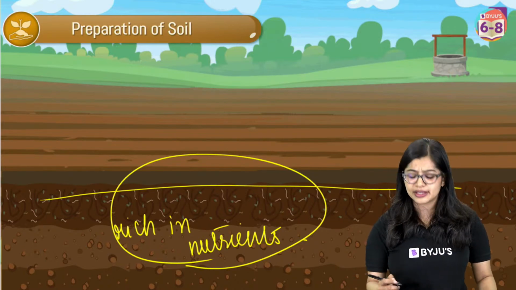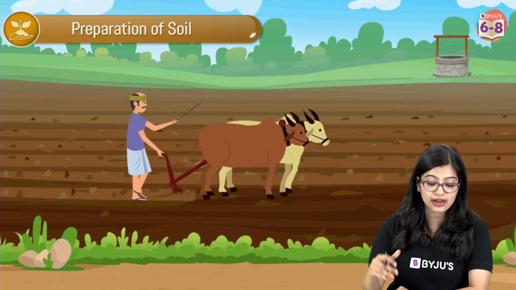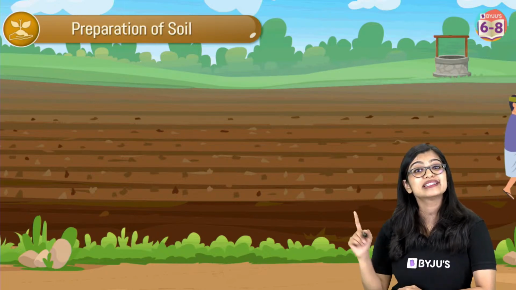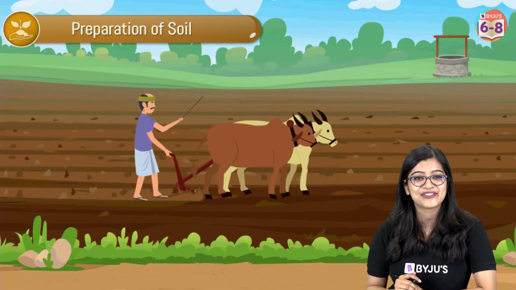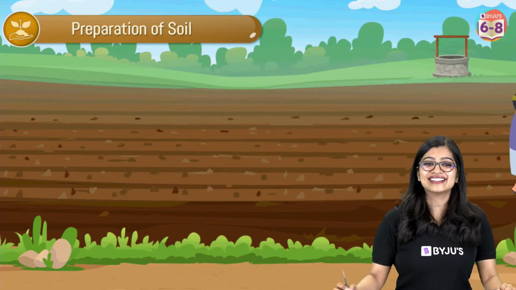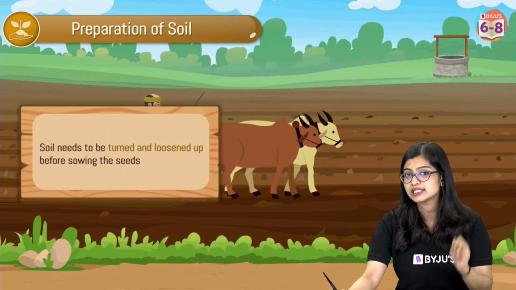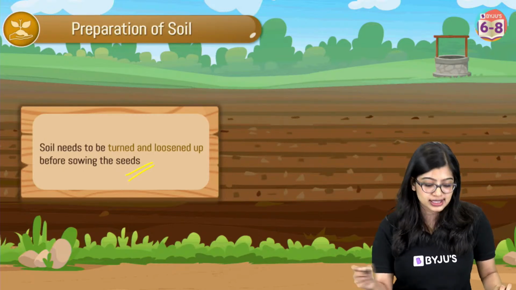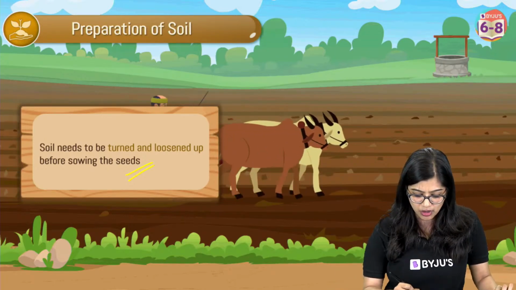So now that we know soil, let's understand what is preparation of soil. Here, as you can see, we have a farmer, right? And there are some cows and he is grazing them and asking them to walk. So what is happening here? Yes, ploughing or tilling. Very good, Anaga. All right, I can see that a lot of you have got this right. What is happening is ploughing or tilling, which is nothing but when the soil needs to be turned and loosened up just before sowing the seeds. Now, what do we mean by turned and loosened up?